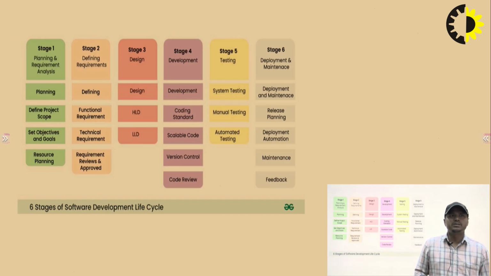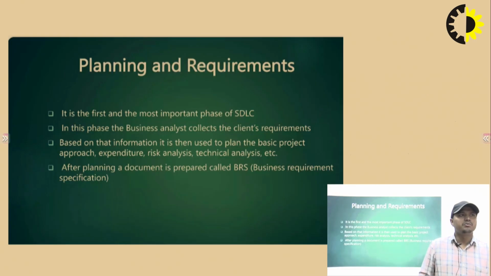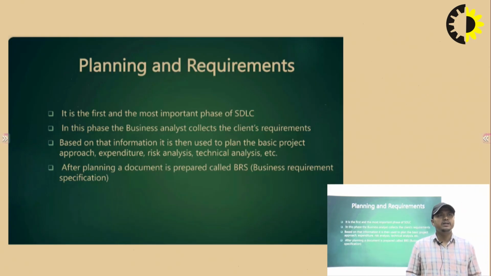Stage 6 is deployment and maintenance, where we do release planning, deployment, and automated maintenance, and we maintain the software product and handle the feedback. So the first stage is planning and requirements.